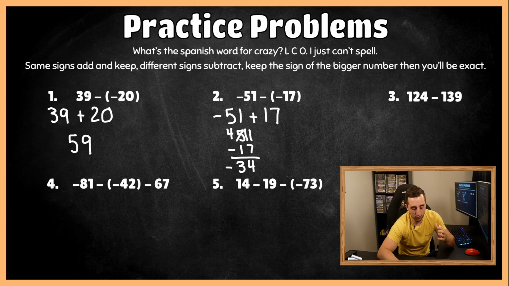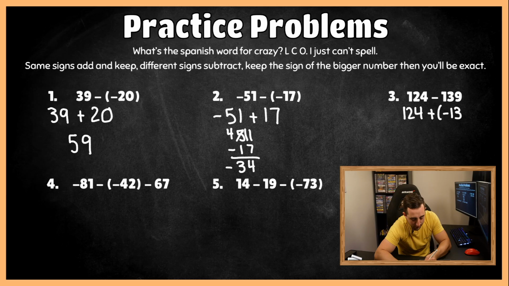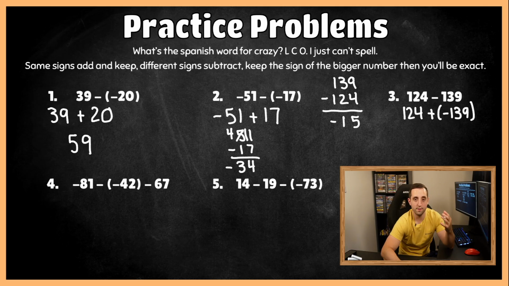And now let's go ahead and move our way to number 3. Now I'm going to write it a little bit more on the side so I don't hit my webcam, or at least try not to. So we are going to leave 124, change subtraction to addition, and 139 turns to a negative. We have different signs, so we're going to subtract. So I'm just going to write it up here. 139 minus 124. 9 minus 4 is 5. 3 minus 2 is 1. 1 minus 1 is 0. We want to keep the sign of the bigger number. 139 was negative, so my answer needs to be negative 15.